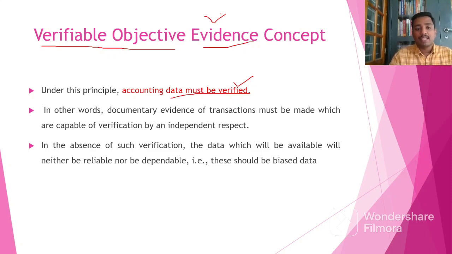So in other words, documentary evidence of the transaction should be there for verifying every transaction into the books of account. So this is to create unbiased data. If there is no evidence, the data could be biased. So to avoid these biased data, there should be verifiable evidences to support each and every transaction.